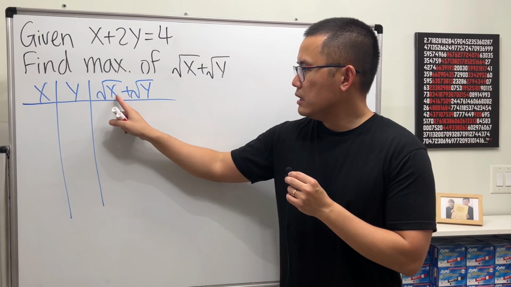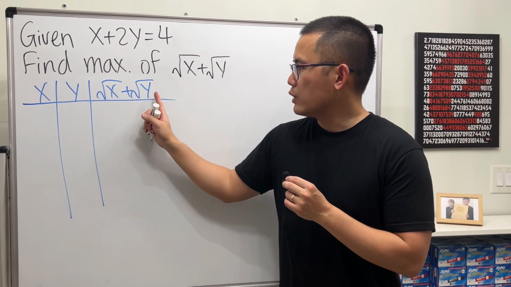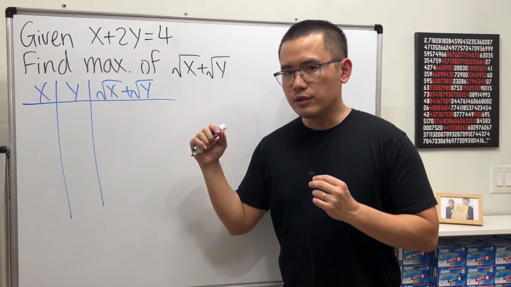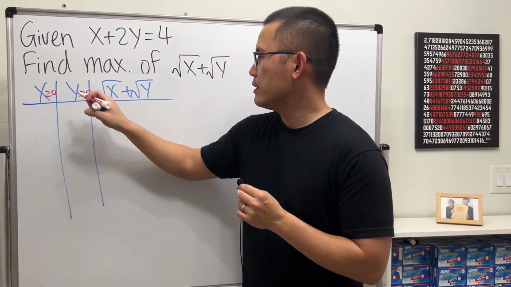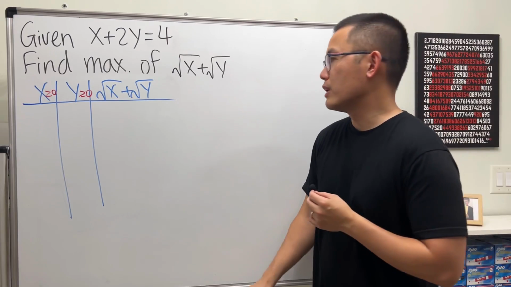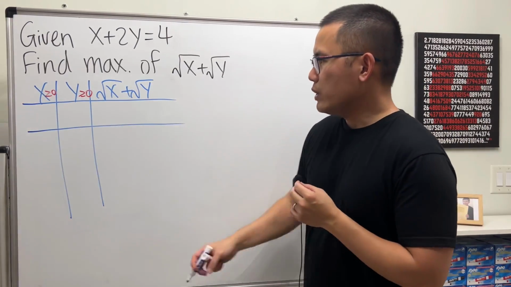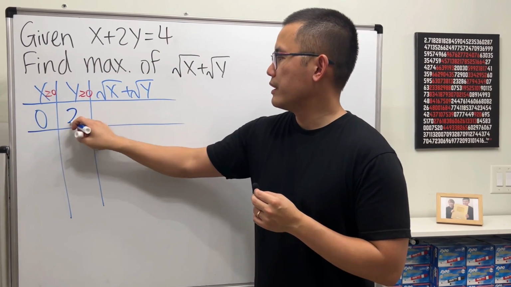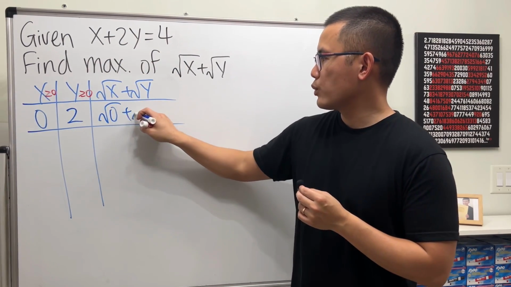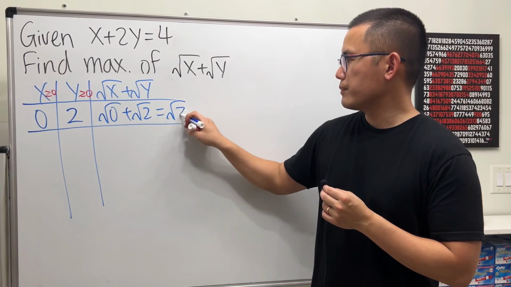First, notice this x is in this square root. Likewise, this y is in this square root. So that means x and y cannot be negative. Otherwise, we get to the complex world, which is no good. But we can have 0 for x. In that case, y has to be 2. Then we get square root of 0 plus square root of 2, which is square root of 2.